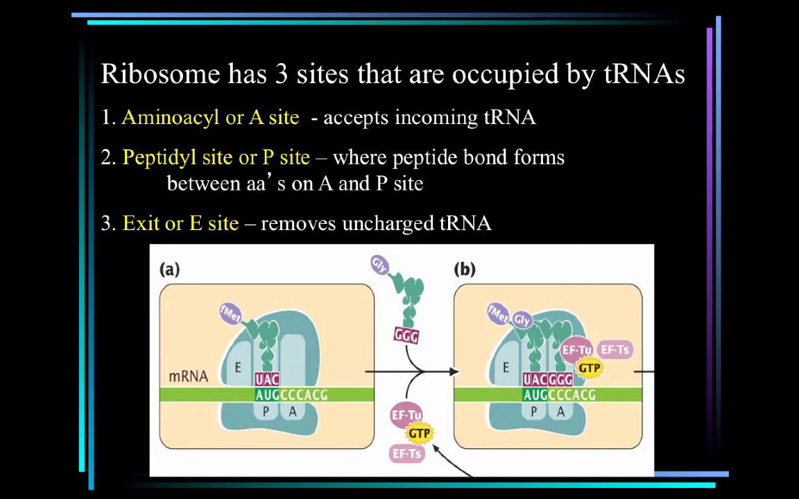end. The second site within the ribosome is going to be the peptidyl site or the P site. And this is going to be where the peptide bond forms between the amino acid on the A and P site. And finally, the E site is going to be on the 5' end of the messenger RNA because the ribosome is moving away from the 5' end. And this is going to be the E site or the exit site. And this is going to be the site that actually removes the uncharged transfer RNA after the amino acid has been bound to the previous amino acid.